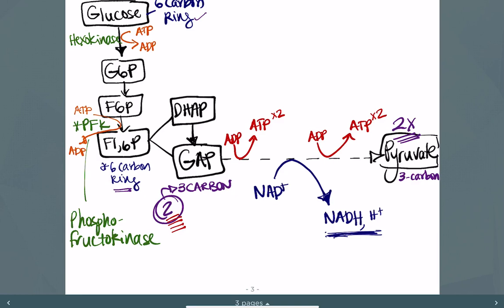But for now, let's look at what we have. We started with a 6-carbon ring. Glycolysis is a 10 enzymatic step reaction where the first half actually requires ATP molecules, where the second half starts to produce that universal energy donor ATP. The enzyme hexokinase is key for the maintenance of the concentration gradient of glucose, and it is the first step of glycolysis.